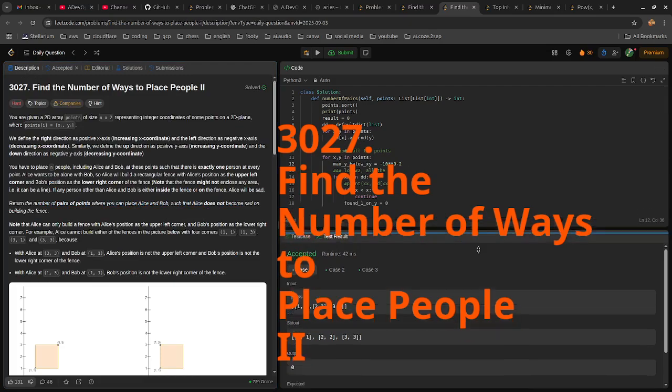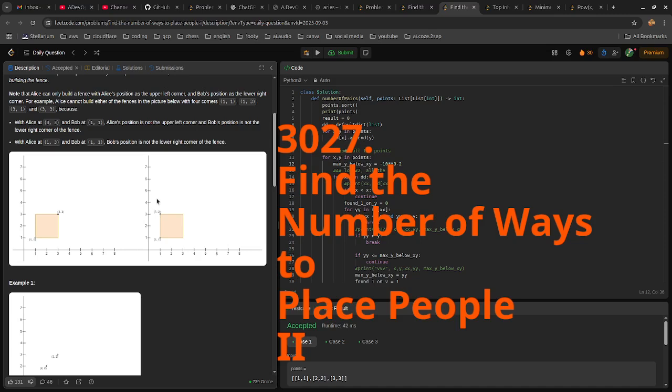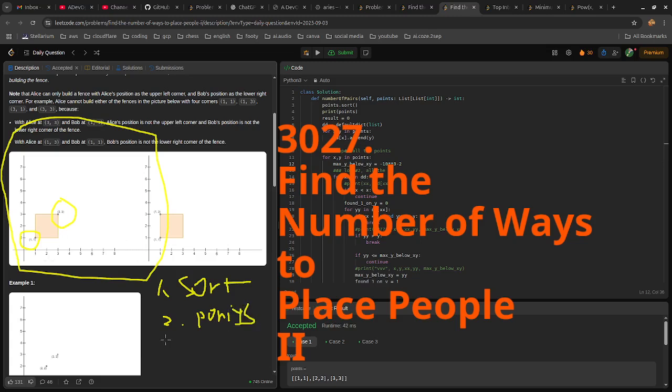So the idea is on this plan, we go through all the points. So first of all, we sort all those points. The second, we go through all the points, which is going to be the first layer of loop.